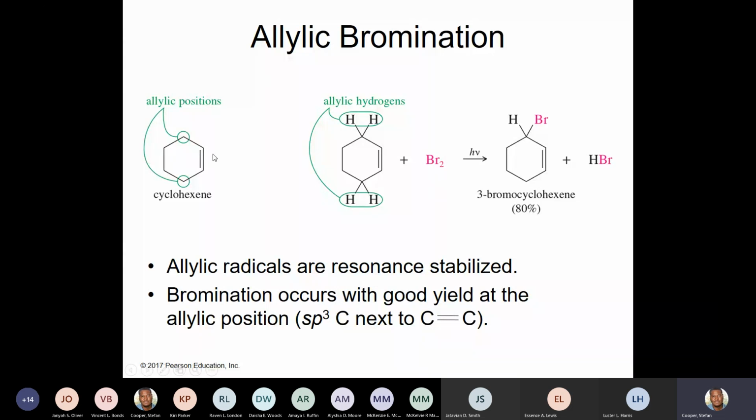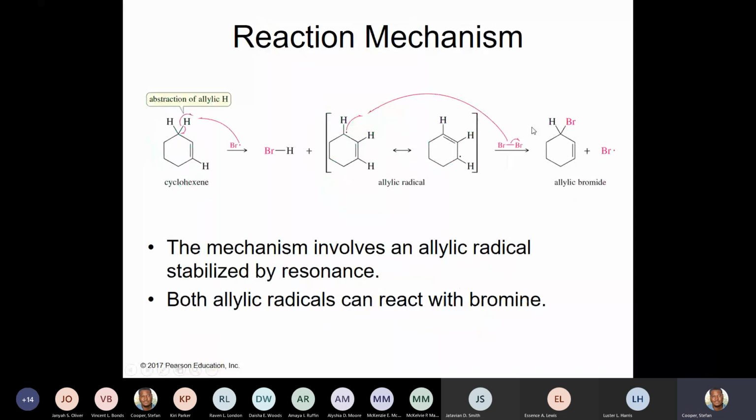The allylic positions are one away from a pi bond, I'm sorry, one away from a double bond. Those hydrogens are very easily removed through resonance, and a lot of times we get the allylic brominated product. However, there is a reagent that specializes in that. We're going to cover that here shortly.